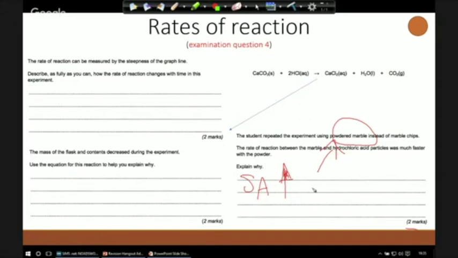And if we've got an increased surface area, we should find that we have an increased number of collisions. In other words, in the same amount of time, we're going to get the product forming much more quickly than the original experiment. So that's the rate of reaction questions.